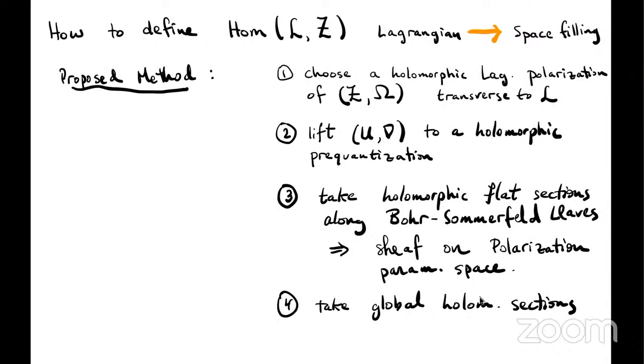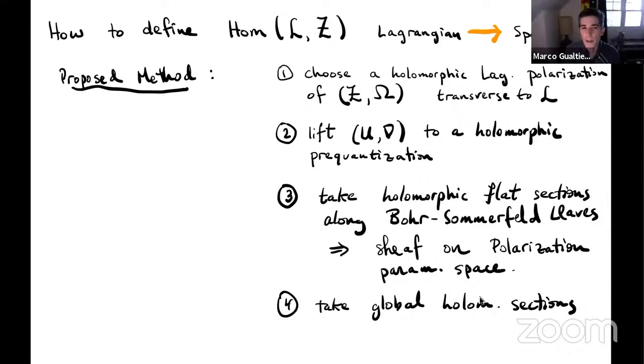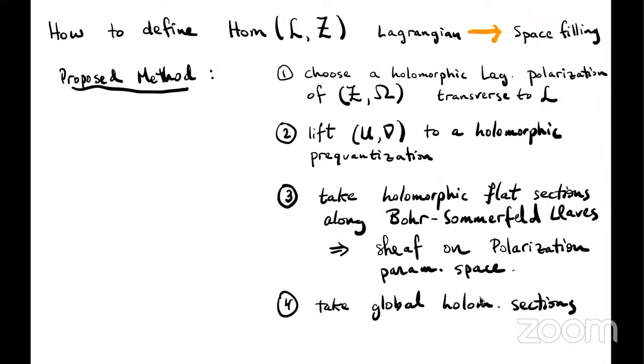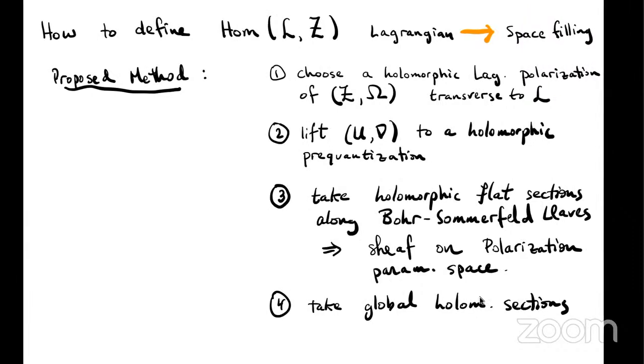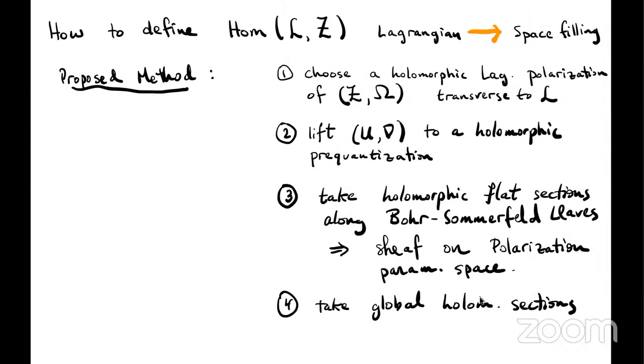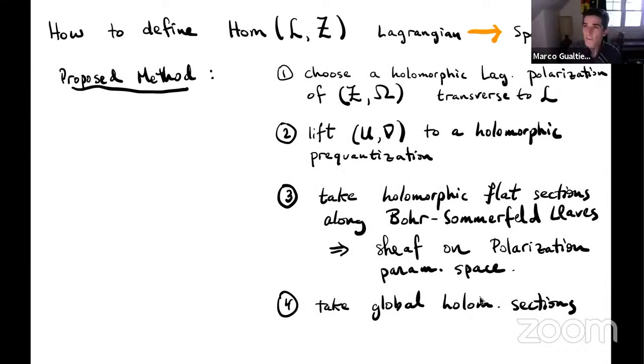I didn't understand what you mean by the polarization parameter space. Well, for this purpose, I'm going to assume that the polarization is a Lagrangian fibration of some kind over a complex manifold. Oh, the leaf space of the foliation. Yeah, the leaf space. So the point is that we want to convert the space-filling brane into a sheaf on the leaf space. I see. But that's still a complex, let's say, manifold or maybe space. Yes, it's a holomorphic space of some kind.